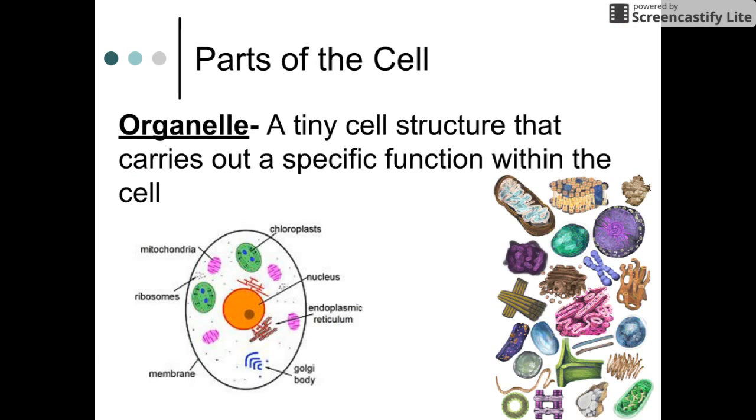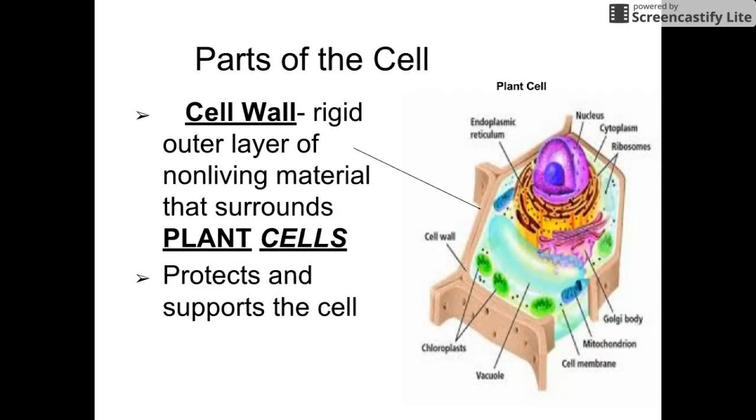An organelle is a tiny structure that carries out a specific function within the cell. We're going to talk about a lot of these today as we look at the different parts in an animal cell and a plant cell. We're going to start with the outermost layer. The outermost layer in a plant cell is called a cell wall. It's basically a rigid outer layer of non-living material, and it surrounds the outside of plant cells. Animal cells do not have this layer.